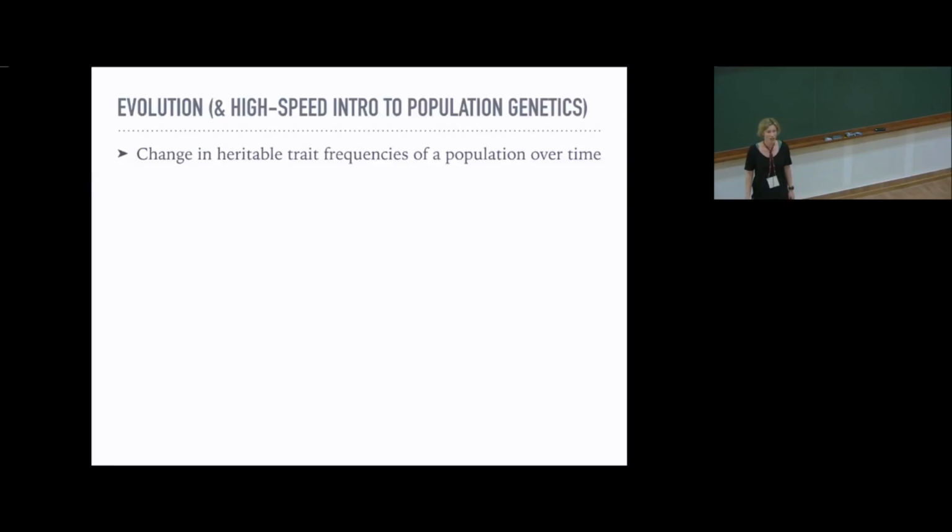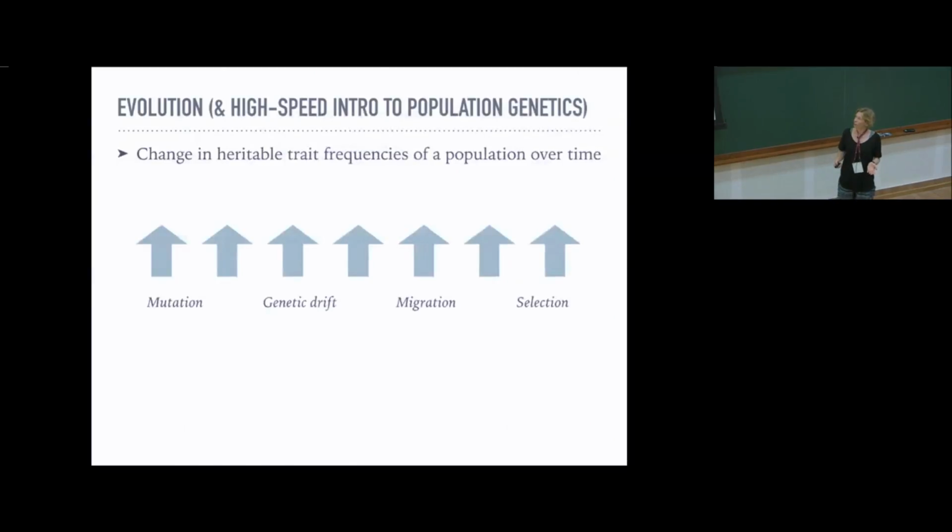So evolution is the change in heritable trait frequencies of a population over time, and the trait in question can be any kind of thing. It can be a phenotype, something you can actually observe, but it can also just be a mutation. It's not necessary that this mutation has an effect per se on a phenotype. We can look at the evolutionary forces and processes that act, and there are 4 main ones: mutation, genetic drift, migration, and selection.